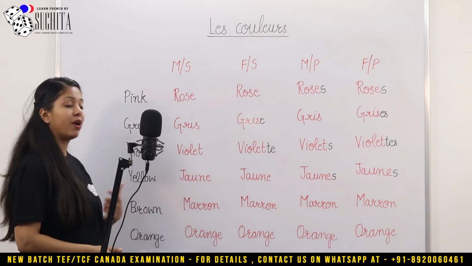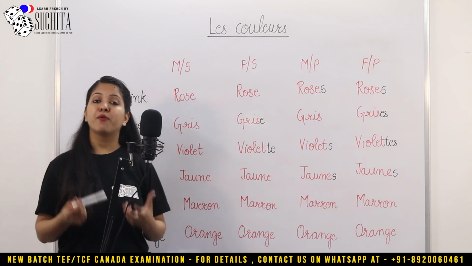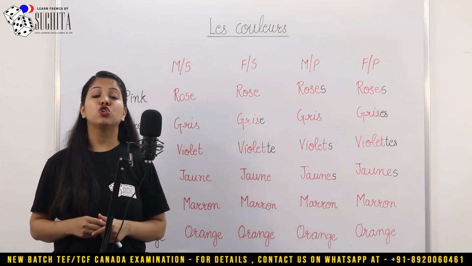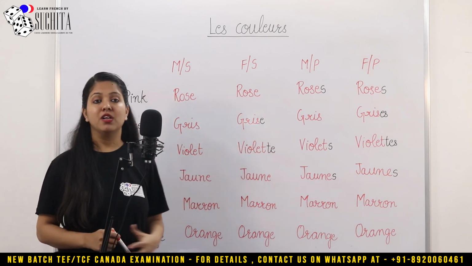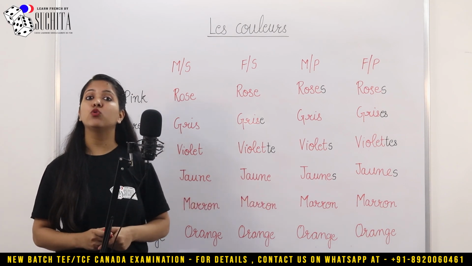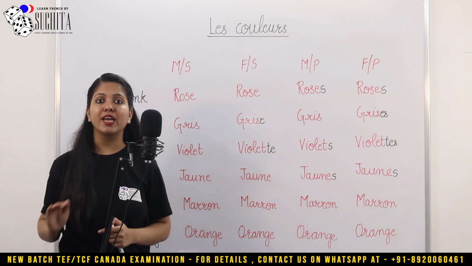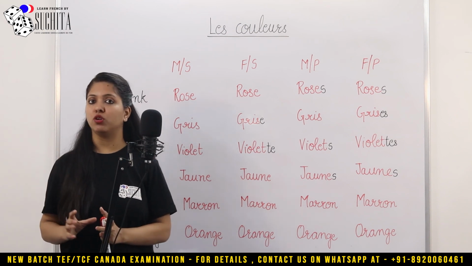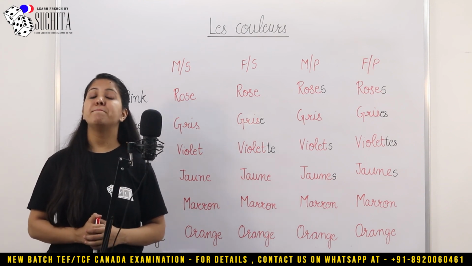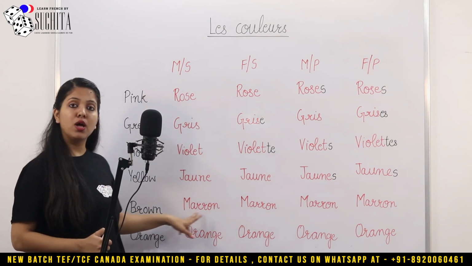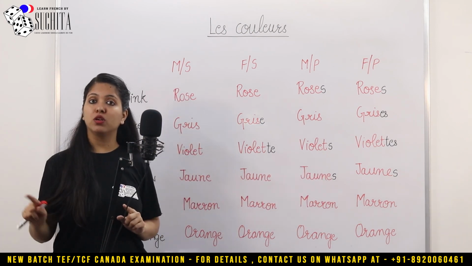Now moving on to brown. Now I'll tell you a new rule. There are two colors, brown and orange, which do not change in their feminine and in their plural form. So in all the four forms, they are going to remain static. You are not going to put any E, you are not going to put any S to make them feminine or plural. Okay. So brown, that's marron. Marron. Alors, marron, marron, marron et marron. No feminine, no plural. Okay.